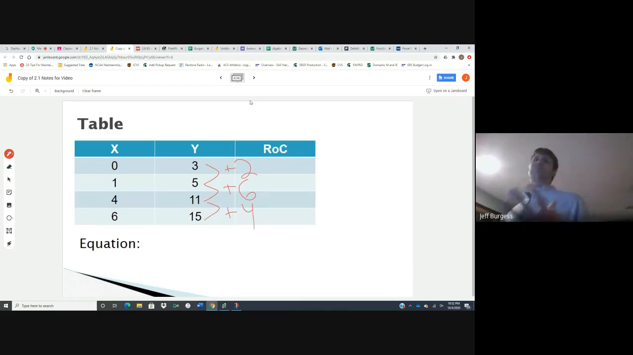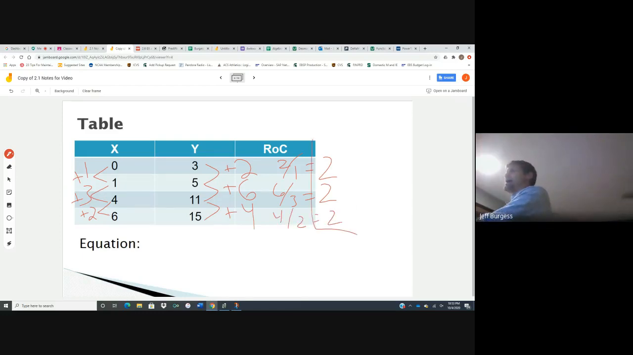Remember, slope is your change in y, rate of change, as you go. So you have to pay attention to x values too. Here my x value is going up 1, but now my x value is going up 3, and here my x value is going up 2. So what would my rate of change be? It'd actually be 2 divided by 1, or 2. Yep. 6 divided by 3, or 2. And 4 divided by 2, which would be 2. So it does have a constant rate of change. This would be a linear function.